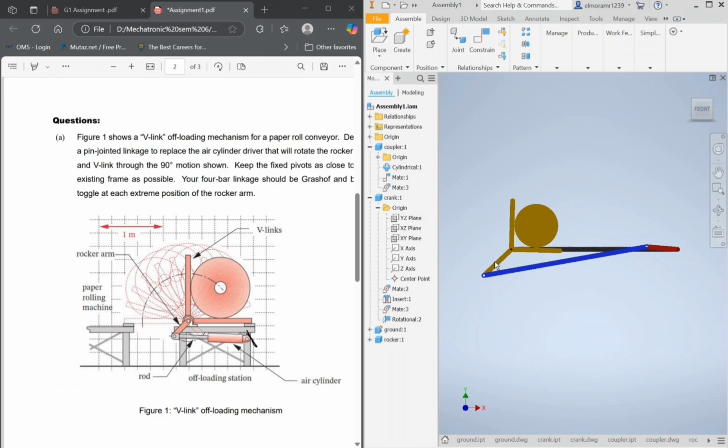and the angle between the rocker and the coupler here will be the minimum transmission angle. If this crank continues rotating clockwise to the second toggle position here, the angle between the rocker and the coupler will be the maximum transmission angle, and this is the second position of the rocker, which rotates from here to here through 90 degrees, and also the V-link moved from being here to being here.